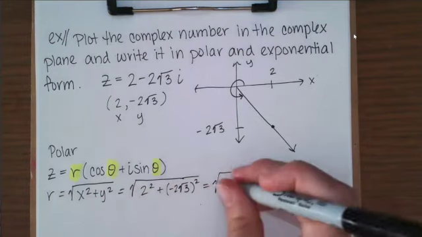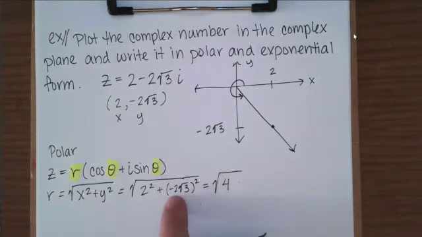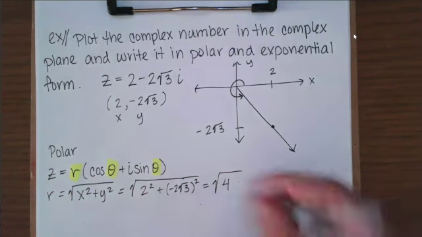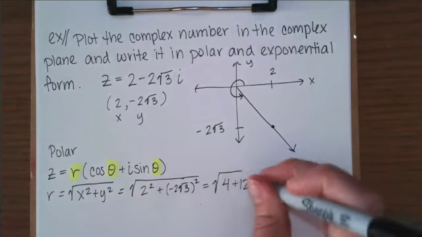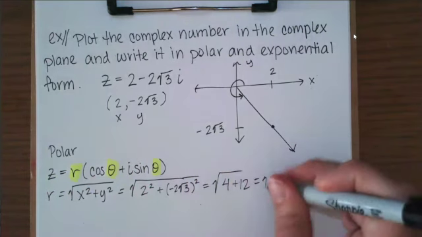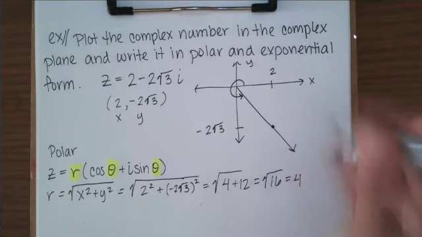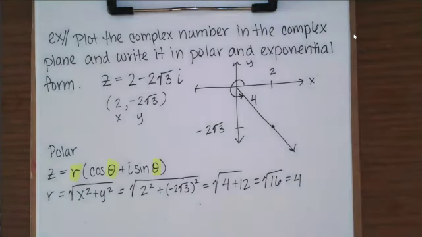So 2 squared is 4. 2 root 3 squared, I'd have 2 squared is 4. Root 3 times root 3 is 3. So 4 times 3 is 12. So I get square root of 16, which is 4. Looking at our picture, we should ask ourselves if that is reasonable. Yeah, that looks about right.